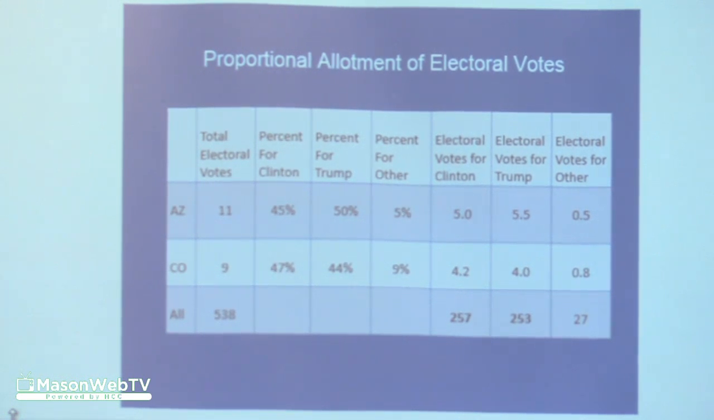So the National Popular Vote Compact avoids all this by simply stating that the candidate who wins the nationwide popular vote is the candidate that will receive all of that state's electoral votes, and that ensures the winner of the national popular vote is the winner of the presidency.